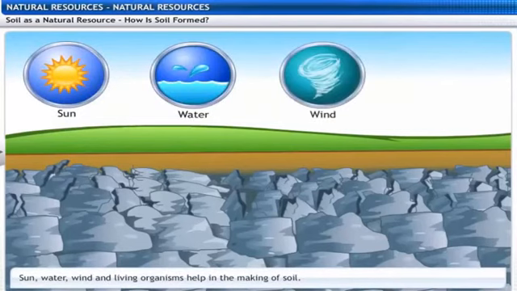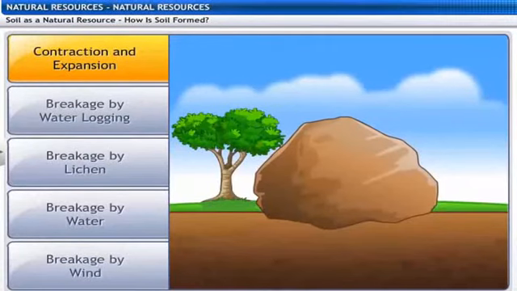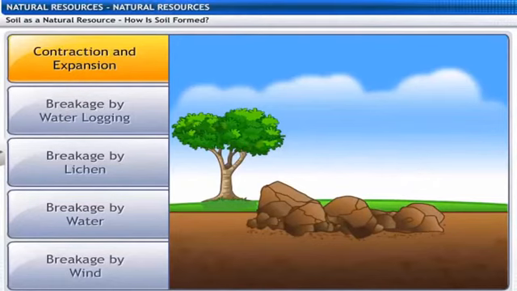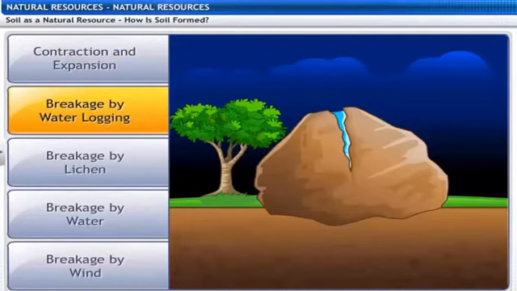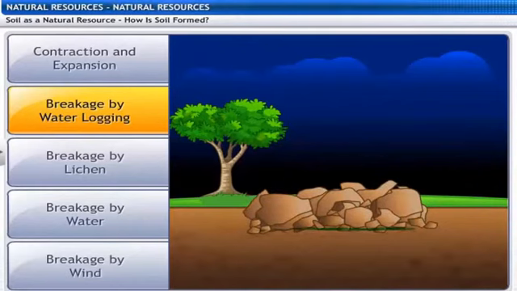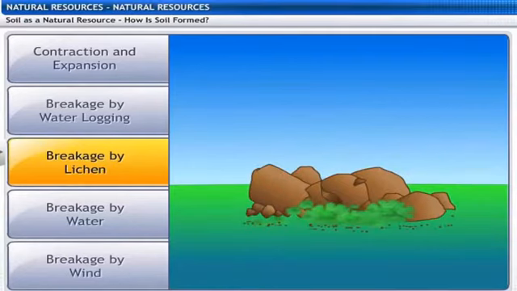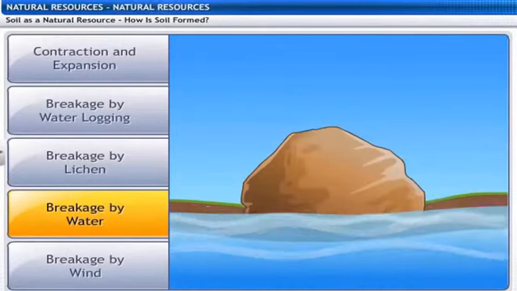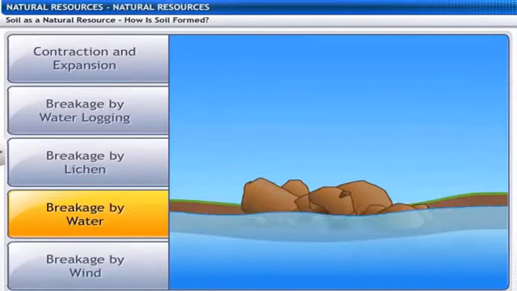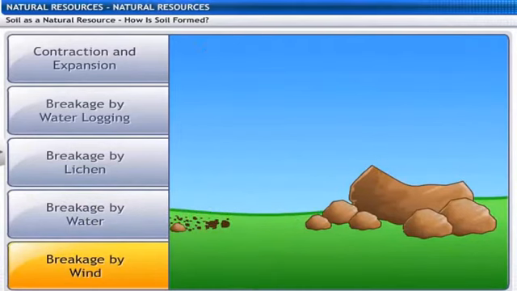Sun, water, wind, and living organisms are the factors that help in the making of soil. Due to uneven contraction and expansion, rocks crack and break into smaller particles of soil. Water logged in the cracks of rocks freezes, and the cracks widen to eventually break into soil. Living organisms like lichens grow on the surface of rocks and release chemicals that powder rocks to soil. The flowing water in rivers breaks the hard rock and forms soil particles. Strong winds erode rocks and carry sand from one place to another.